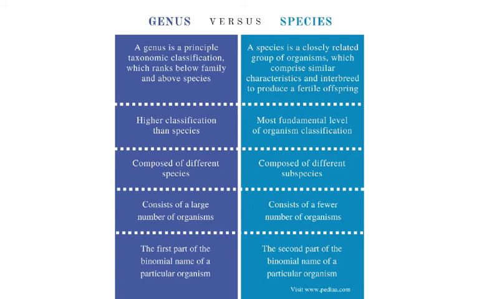Now, a quick comparison of genus versus species. A genus is a principal taxonomic classification which ranks below family and above species. Higher classification than species, composed of different species, consists of a large number of organisms, and is the first part of the binomial name of a particular organism. A species is a closely related group of organisms which comprise similar characteristics and interbreed to produce fertile offspring. It is the most fundamental level of organism classification, composed of different subspecies, consists of a fewer number of organisms, and is the second part of the binomial name of a particular organism.